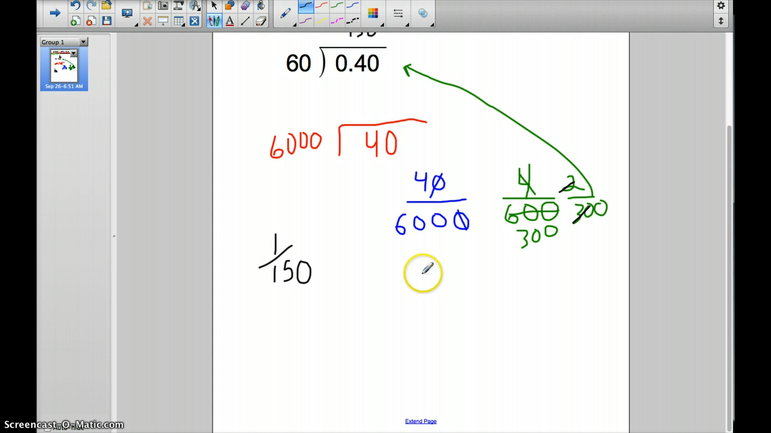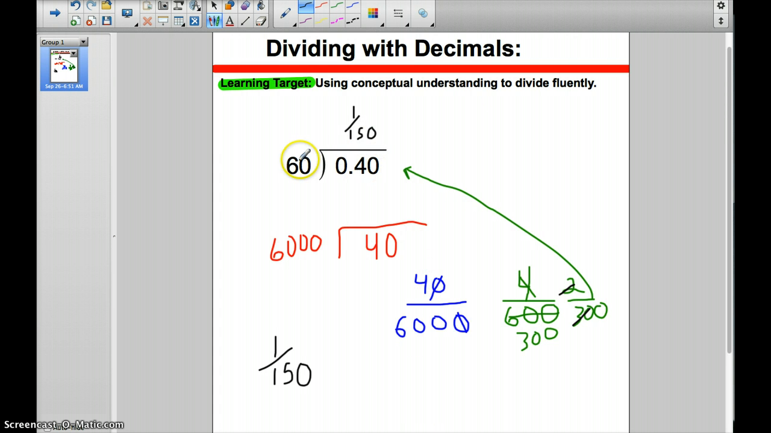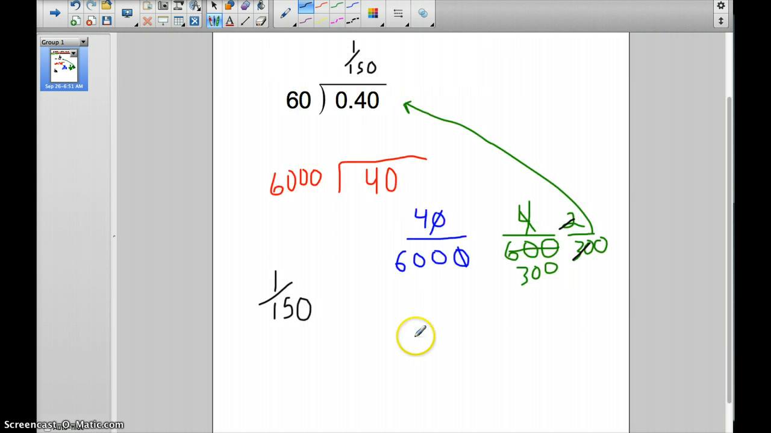I would, instead of doing 40 hundredths divided by 60, or 40 divided by 6,000, or 4 divided by 600, or 2 divided by 300, I would just do 1 divided by 150 to find out what this is as a decimal. And here, that's the last operation I'm going to perform. 150 can't go into 1. So what I do is I put a 0 over the 1 with a decimal point right after it.